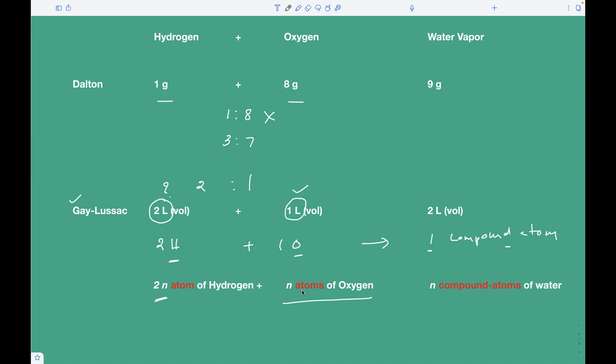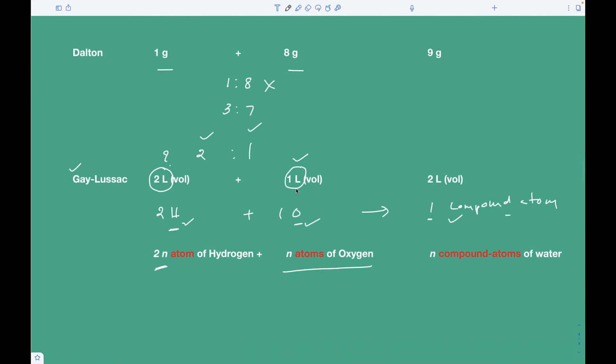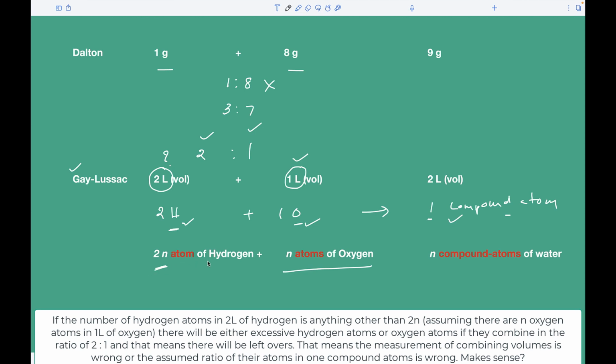Because the number of oxygen atoms and hydrogen atoms in these volumes must be in the ratio of 2 to 1. Otherwise, there will be some leftover if 1 oxygen atom combines with 2 hydrogen atoms to form one compound atom. It's a bit tricky, but I hope you are still with me. So, this effectively means if there are n atoms of oxygen in 1 liter of oxygen, then there must be 2n hydrogen atoms in 2 liters of hydrogen.